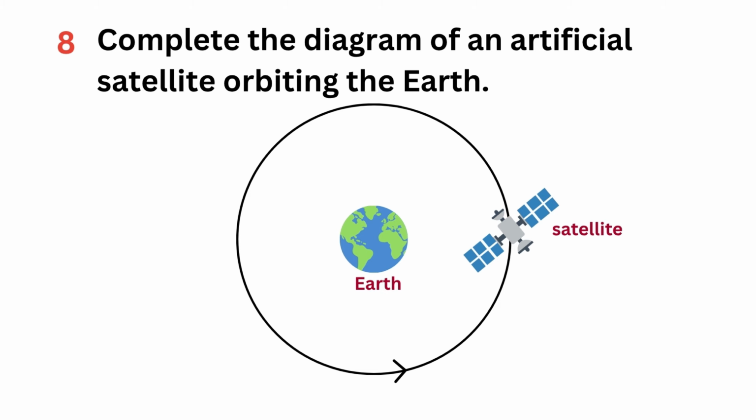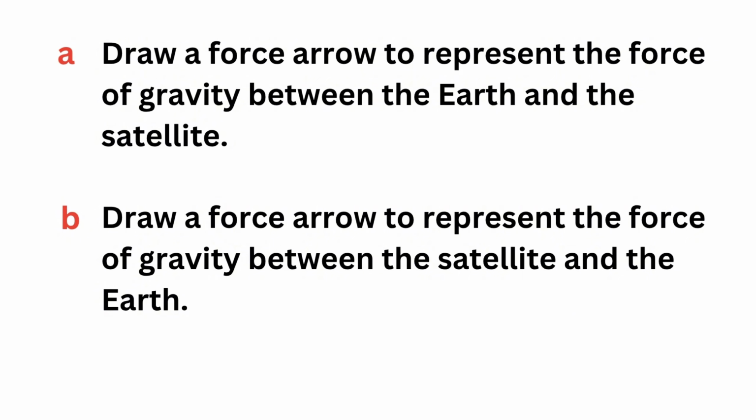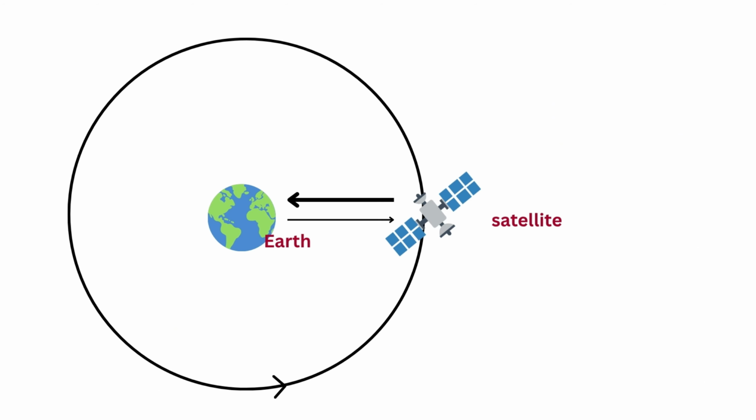Question 8. Complete the diagram of an artificial satellite orbiting the Earth. A. Draw a force arrow to represent the force of gravity between the Earth and the satellite. Question B. Draw a force arrow to represent the force of gravity between the satellite and the Earth. So this is the answer of the question A and B together.